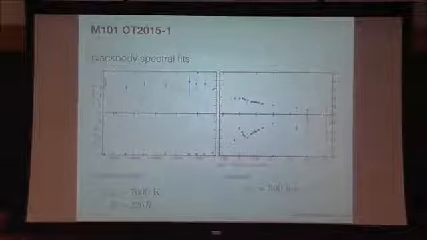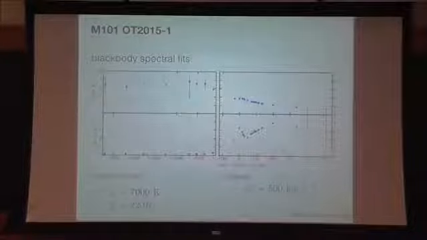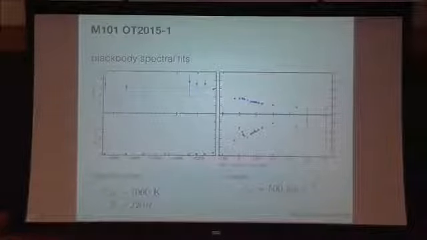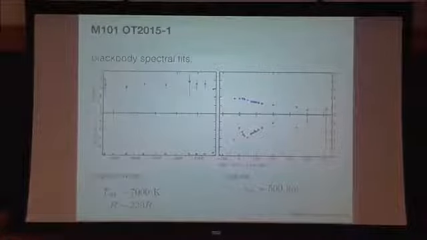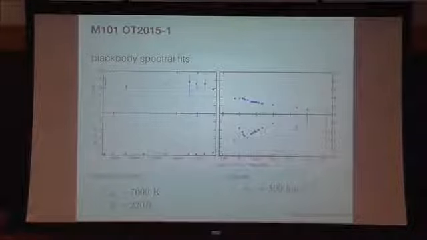Maybe that's some sort of line of sight effect through geometrically complex ejecta. I think that's easy to imagine. Or you could have multiple episodes of outbursting.